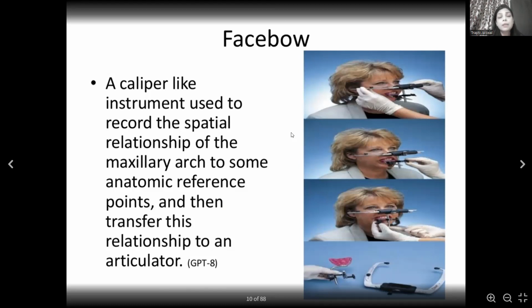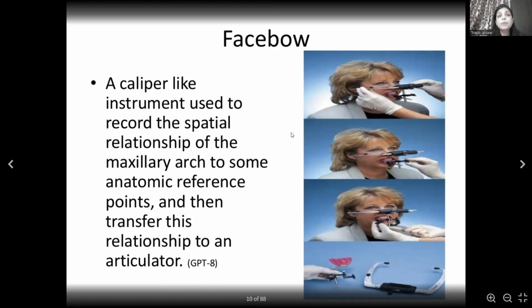There are different anatomical tilts, different anatomical variations. This asks us to record the orientation jaw relation in every patient. It makes it necessary for us to record this orientation jaw relation. And how are we going to record this? With the help of a facebow.